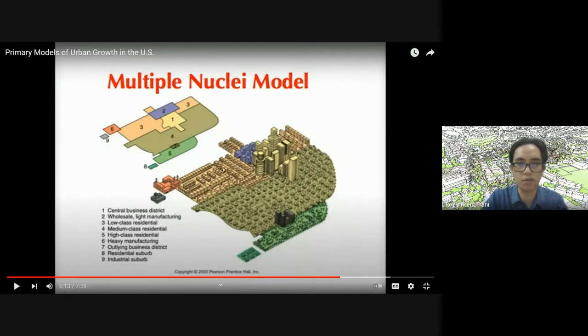Number 3 is low-class residential near the business districts because they don't have access to private transportation. So they have to walk or live as close as possible to where they work. You have here as number 6 the heavy manufacturing industrial areas, again, close to the low residential areas. The middle income areas are over here, in between the low income and the high income. And then number 7 over here are outlying business districts, basically new centers for business.